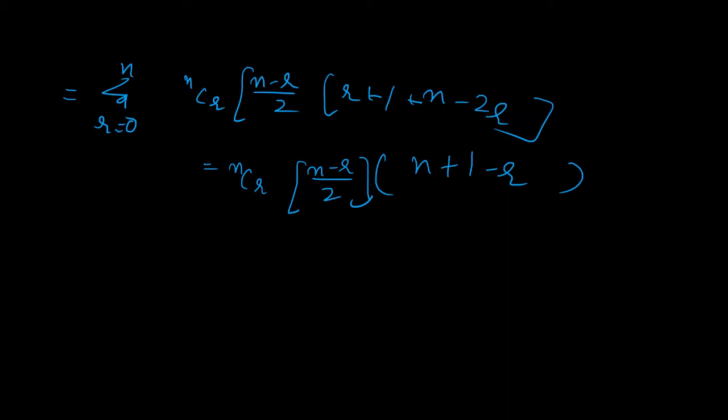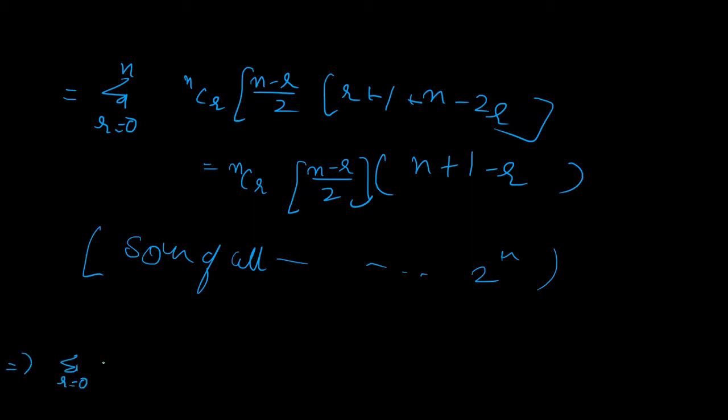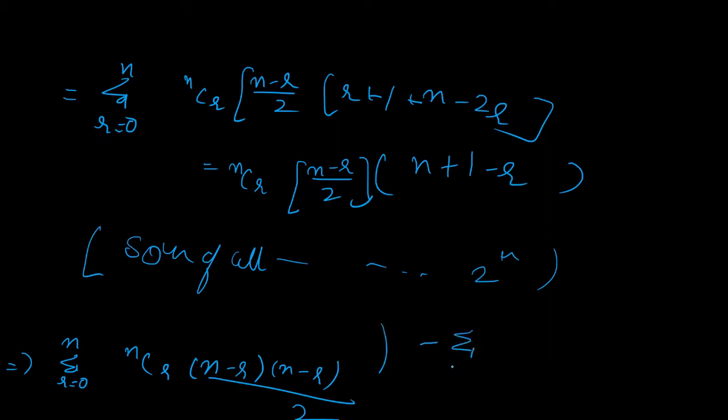Now what you see, we have this sigma r equal to 0. You have one property that the sum of all binomial coefficients will be equivalent to 2 to the power n. That property I am going to apply. So what I get is sigma r from 0 to n, nCr, n minus r, n plus 1 by 2 into, with r also I'm separating it, sigma r from 0 to n, nCr, n minus r by 2 into r. This thing and this thing I've written separately, okay?